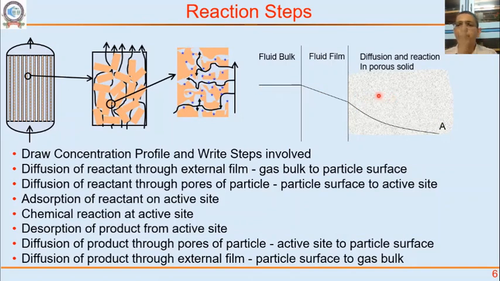Now there are different processes, right? This is one process: diffusion from the gas bulk through the fluid film. Diffusion inside the pore. Reaction. These are the 3 steps. Now these 3 steps happen together. Any one of them could be rate controlling, or all 3 of them could be rate controlling. Slowest step.